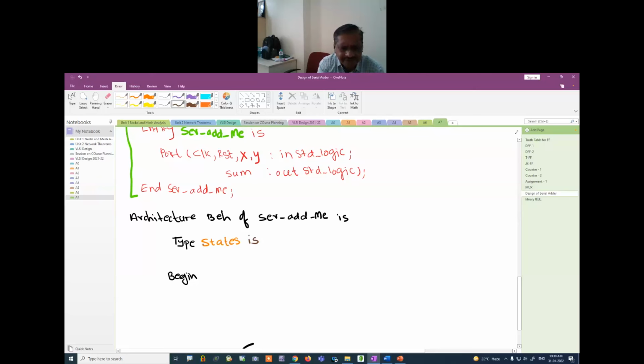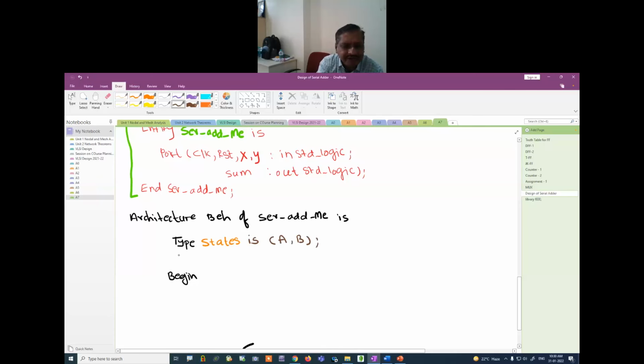You can keep it as state, state machine, state table, whatever you wish here, but it should not be the reserved word. Type state is: how many states do we have? A, comma, B. We have two states. That is the declaration of the states. While designing the state diagram, if you have 100 states, mention those 100 states here. If we have two states, mention these two states here.